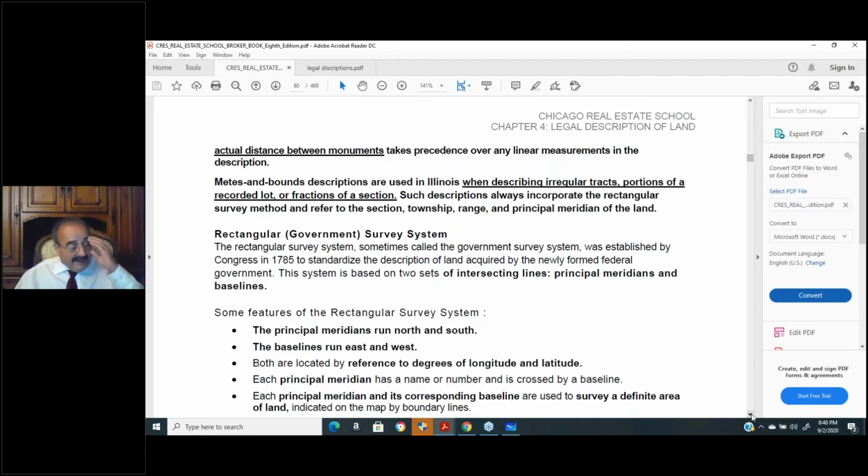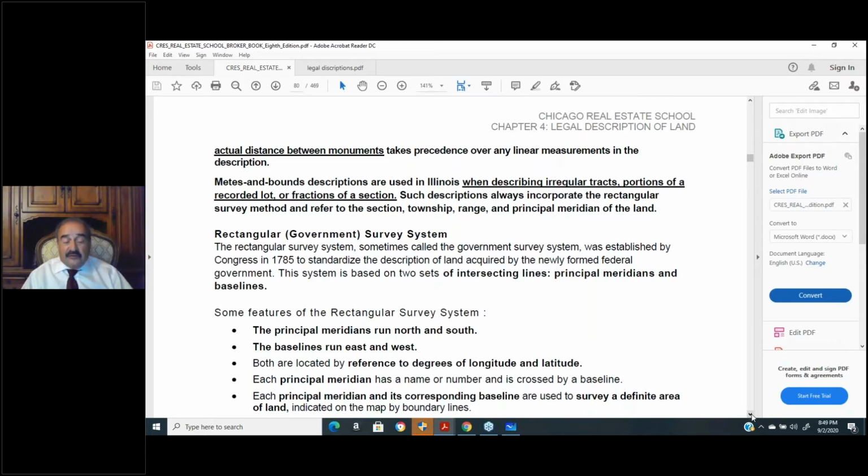Now, what happened when the United States doubled its size back in the early 1800s with the Louisiana Purchase? It went all the way from Louisiana to Canada, more than double the size. And telling people you go to the big rock or the tree stump was not good enough. So this system was created by Thomas Jefferson. Thomas Jefferson, before he became president, was a land surveyor. In fact, 3 out of the 4 faces on Mount Rushmore were land surveyors before they became president.